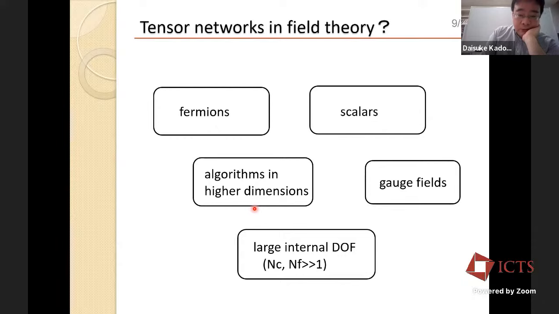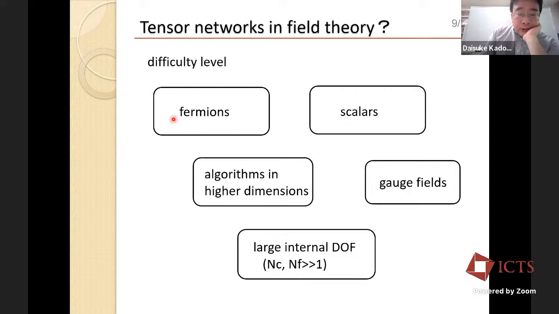Also, the tensor size becomes large for large internal degrees of freedom. So some numerical approach, such as diagonalization and singular value decomposition, cannot be applied to large size tensors. So we need to create some efficient method to compress the tensor size for large internal degrees of freedom. There are many issues that need to be addressed, but the difficulty level varies from problem to problem.